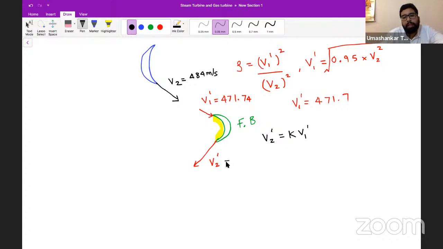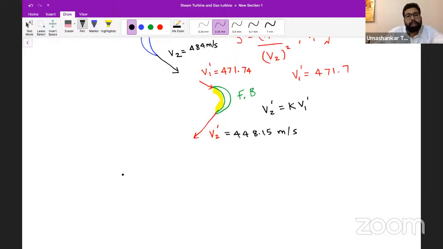So we have this v1 dash. Can anyone tell me the value of v2 dash? K is given to be 0.95. So this must be very, very clear to all of you, crystal clear, where to use the carryover coefficient and where to use the blade coefficient. Now tell me. So it is coming out at 448.15 meter per second, as you are telling me. Now, where will this steam go?